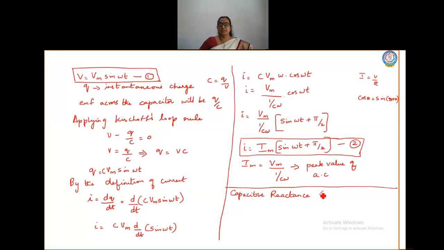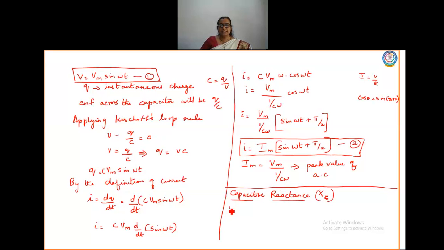Capacitive reactance is represented as XC. Okay, this is C, children. So it is XC. What is this capacitive reactance? Now we know the peak value of current, which is given as Im is equal to Vm by 1 by C omega.